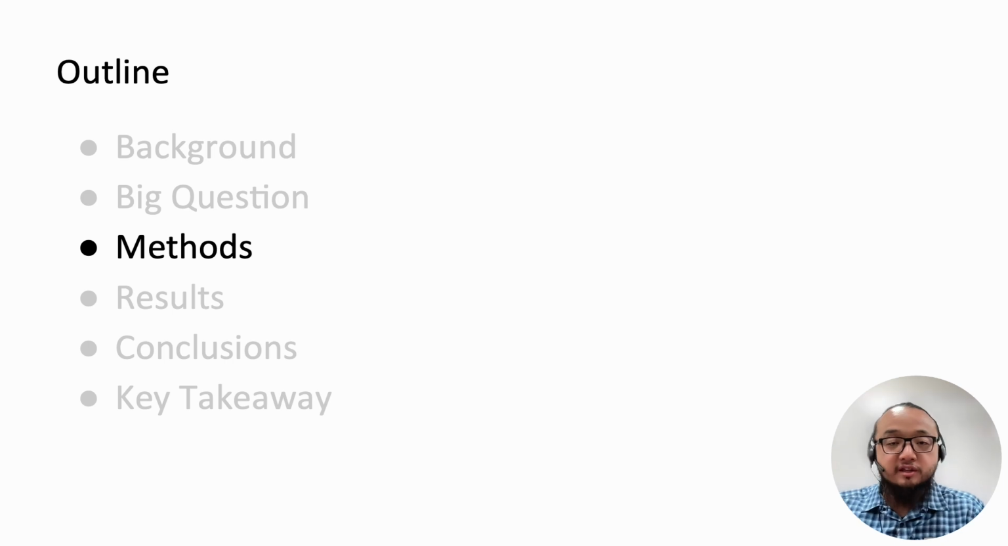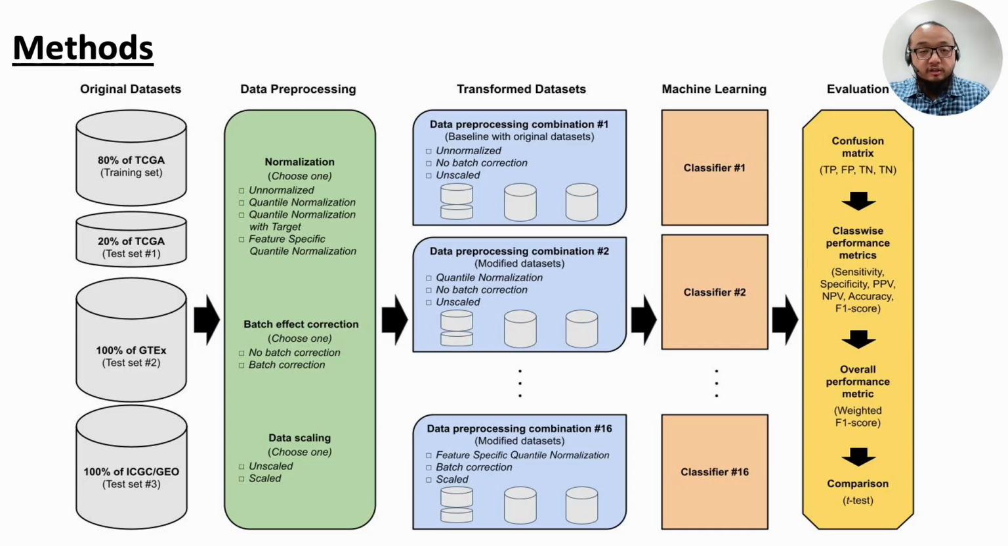Okay, let's take a look at the methods section of how we conducted this research. Here is an overall flowchart showing the data sets and the possible combinations of classification models that can be built from data preprocessing methods. We have 16 possible classification models based on the 4 types of normalization, whether or not batch effect correction is applied, and whether or not data scaling is applied. We then determine the performance metrics for each of the 16 constructed classifiers to evaluate them and compare them.